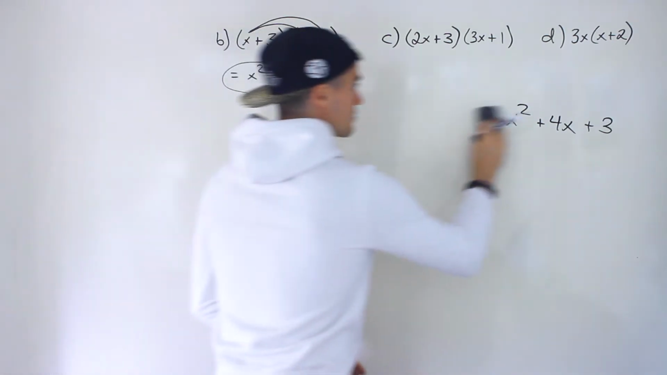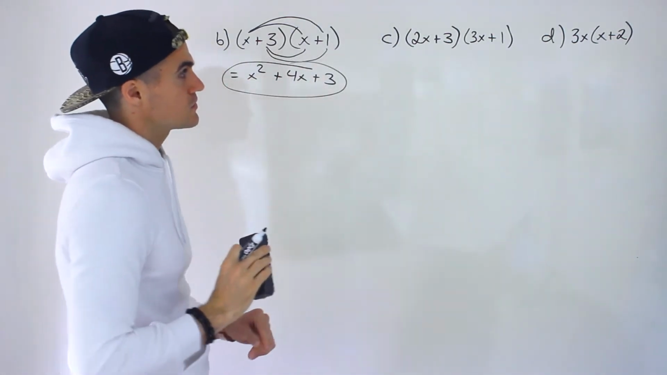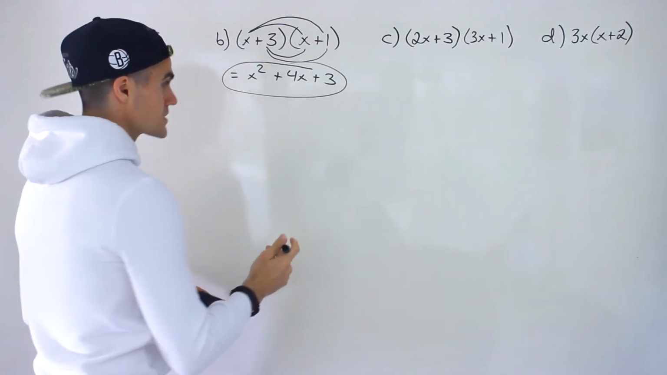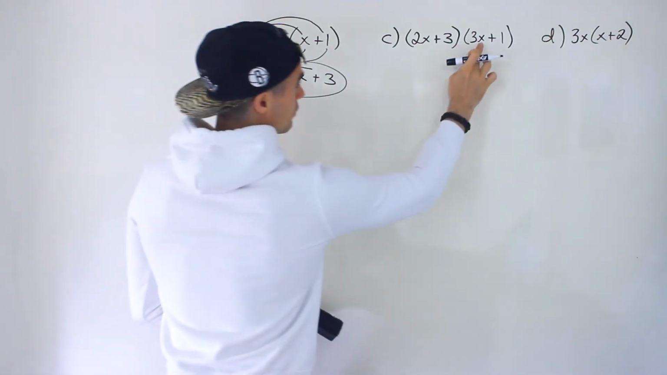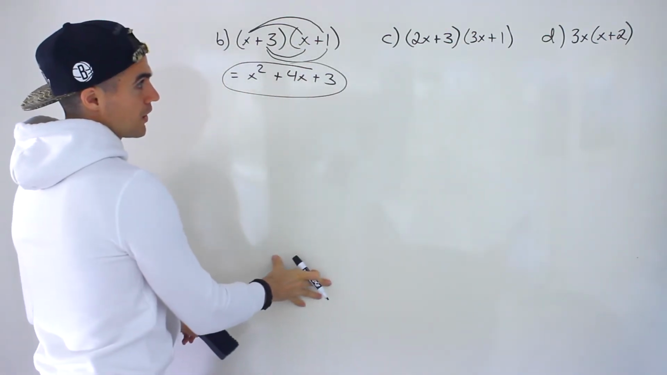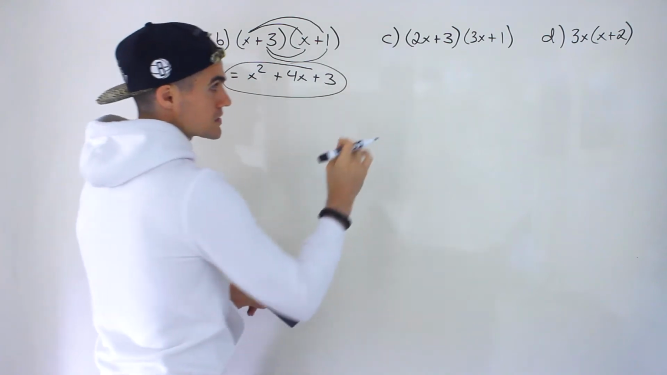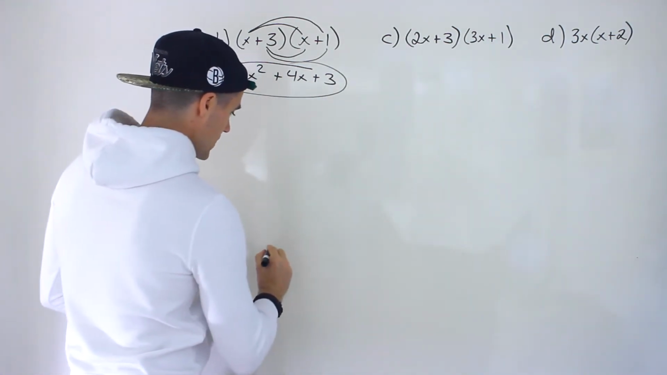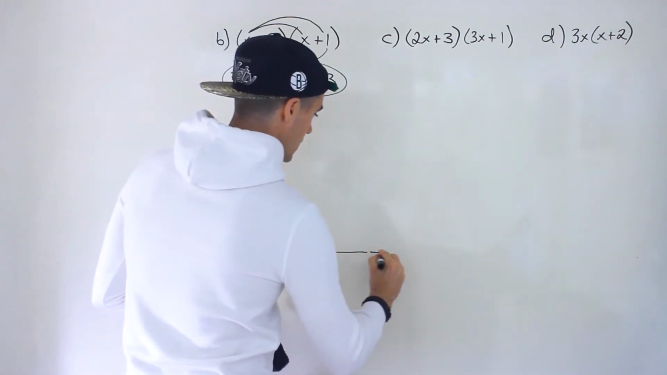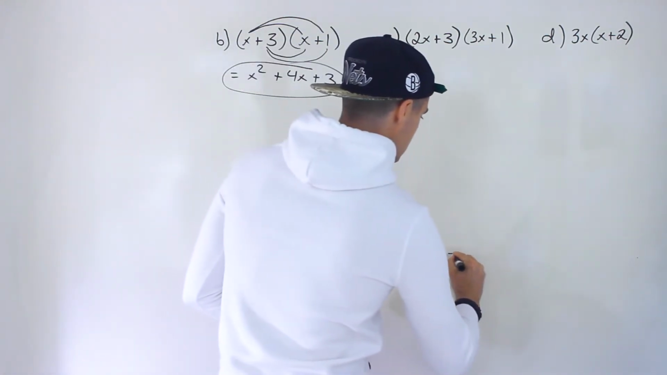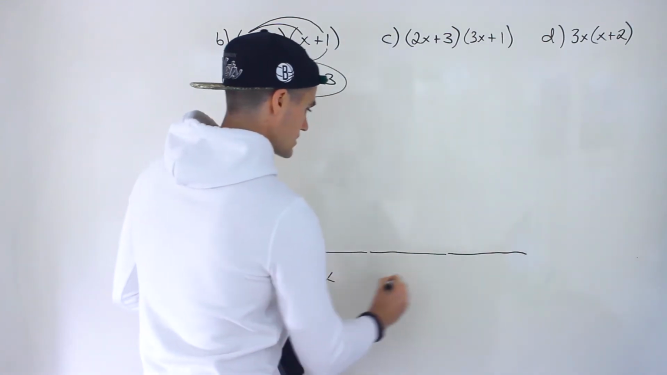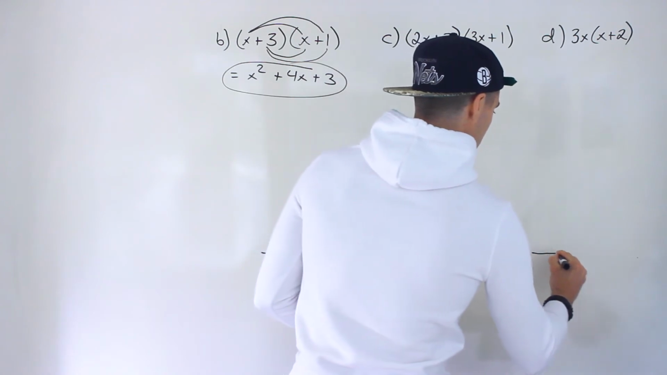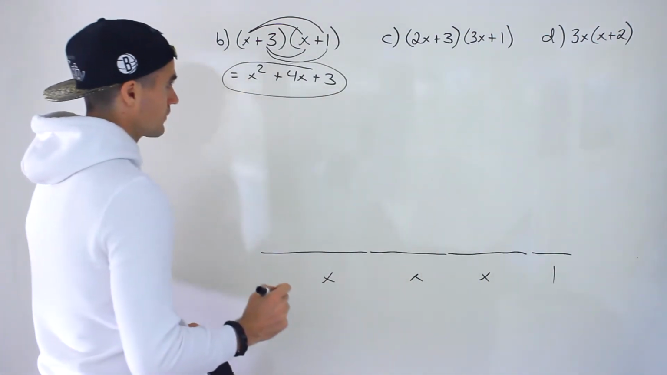And now let's move on to part C. So we got 2x plus 3 times 3x plus 1. So this one's going to be a larger diagram. I'm going to put the 3x plus 1 at the bottom as the base. It doesn't matter, you could put the 2x plus 3 as the base as well. The reason why is because I have more room for the base here, and there's going to be 3 of these x's. So we'll have x, x, x, so that's 3x. And then we'll have a plus 1 like that.